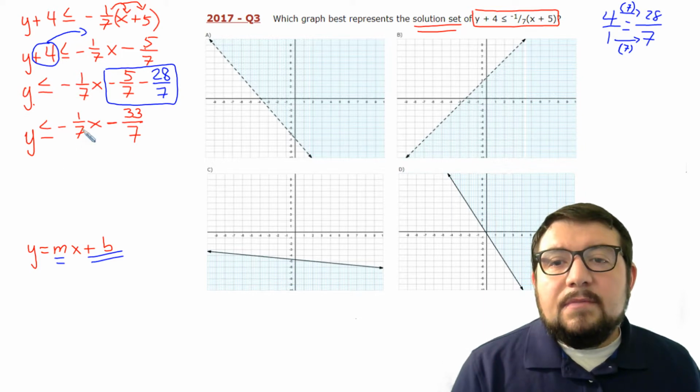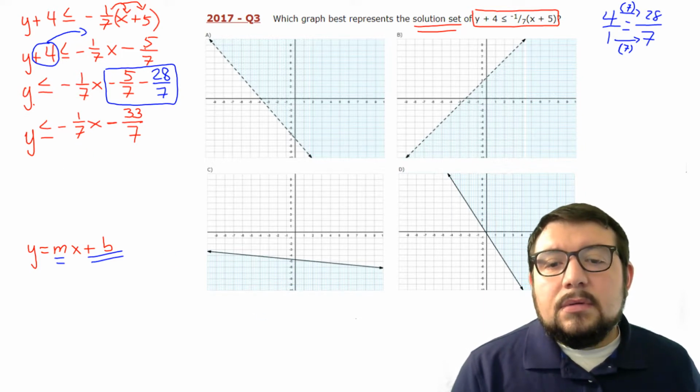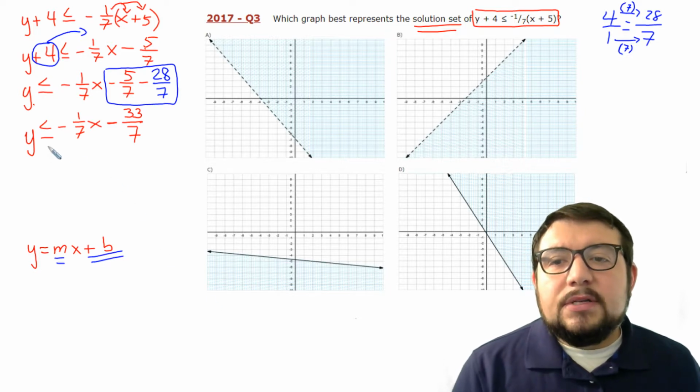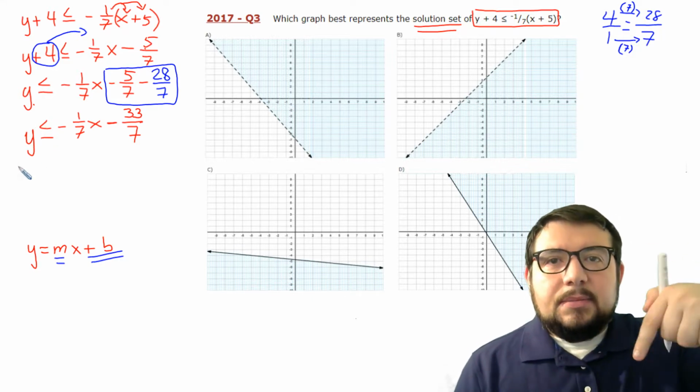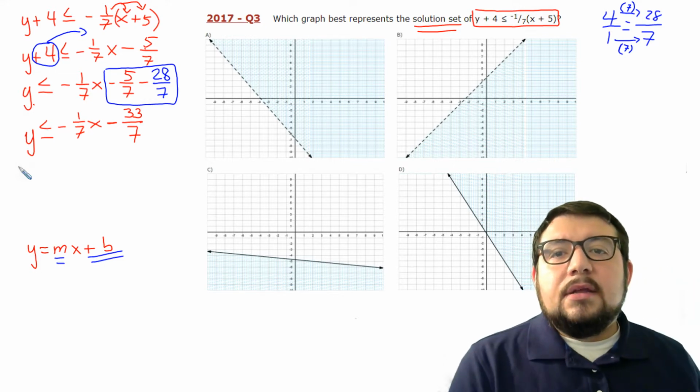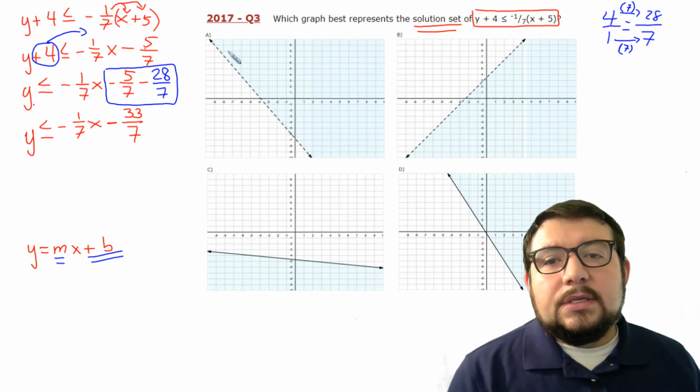All right, so now I have my equation here. Let's just progress with what we have. Okay, so the first thing I'm going to do is look at my inequality. My inequality says less than or equal to. Less than or equal to means the graph has to be colored below the line, because that would be less than. Less than is below the line. Okay, this one is clearly colored in above the line.